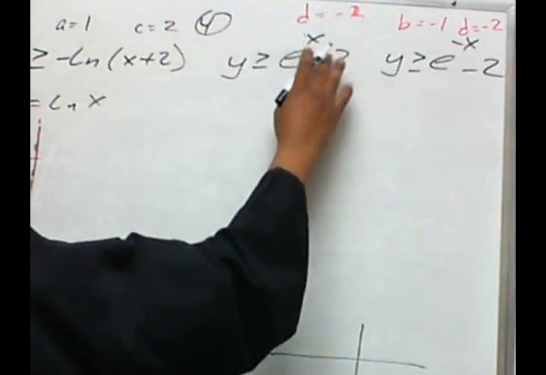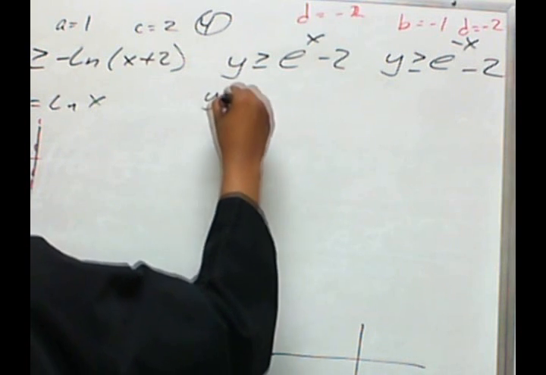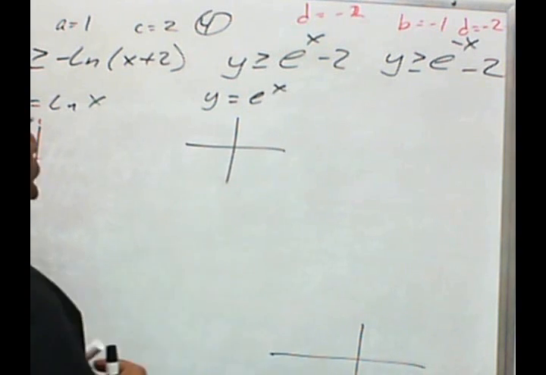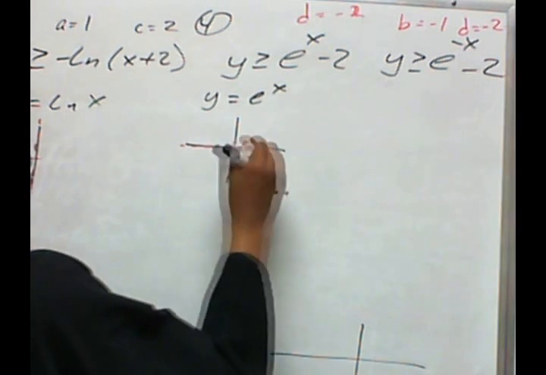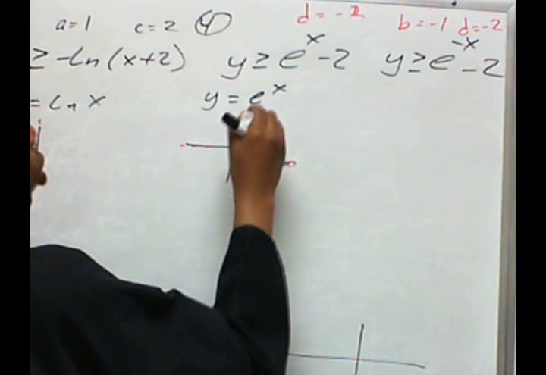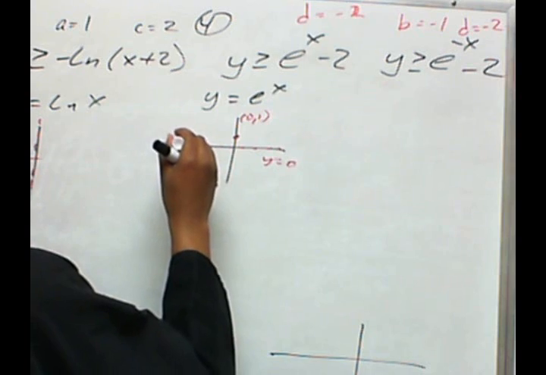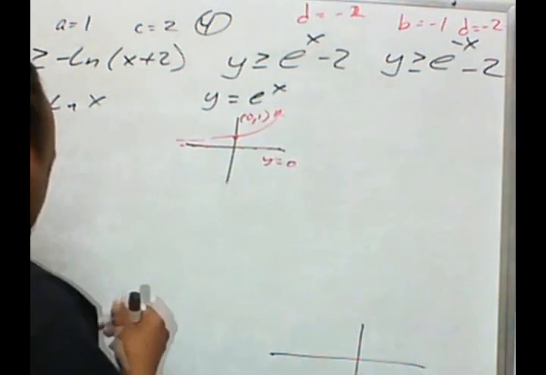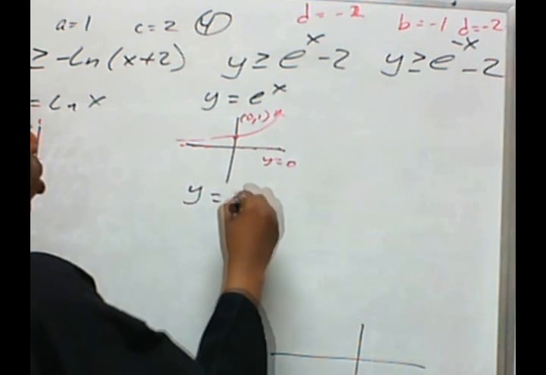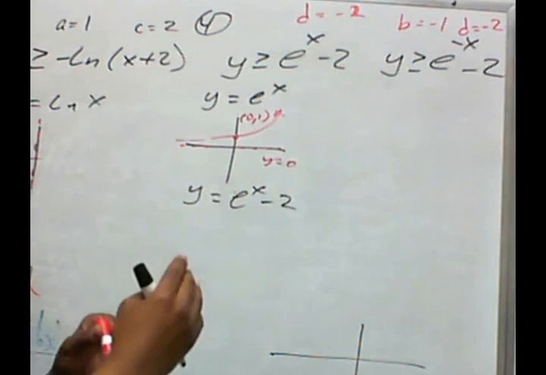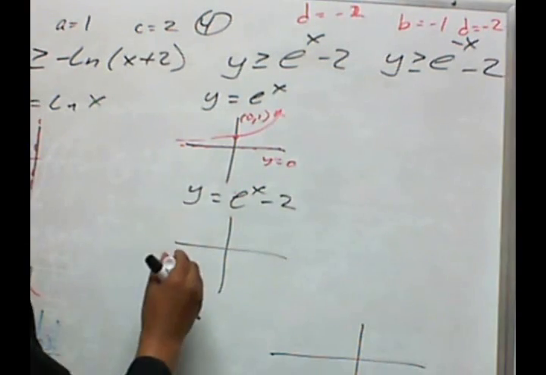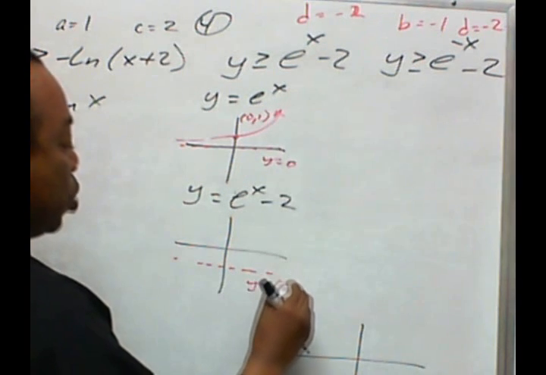So I want to strip off my parameters, and we end up with y equals e to the x. Y equals e to the x has a horizontal asymptote of y equals 0 and a y-intercept of (0, 1). And the behavior of the graph is slow to rapid growth. Next, when we put the D parameter on here, it will fall twice. So what happens to the horizontal asymptote? It goes down to y equals negative 2.